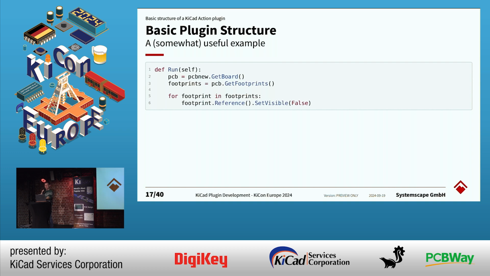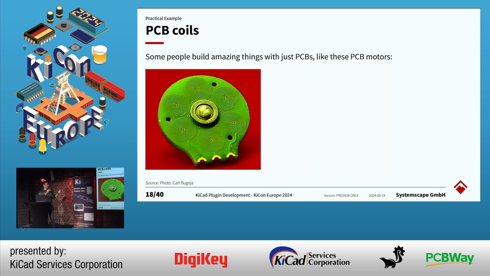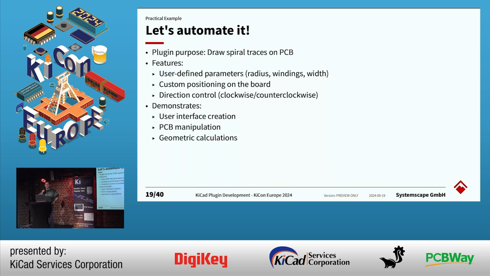But let's have a look at a more practical example. Let's have some spiraling thoughts. Some people build amazing things with PCBs, and maybe you've seen these PCB motors. Those are from Carl Bugeja, I think, on YouTube. So, this seems annoying. We want to automate it. Okay, let's write a plugin that draws spiral traces on a PCB.